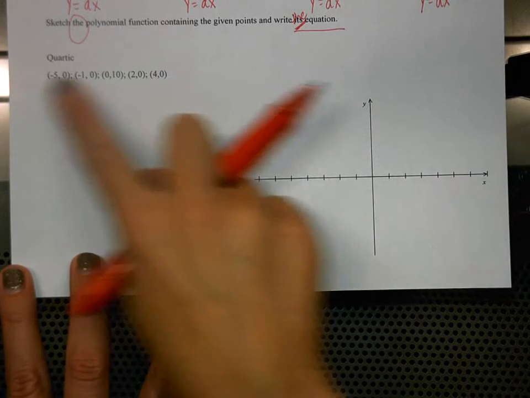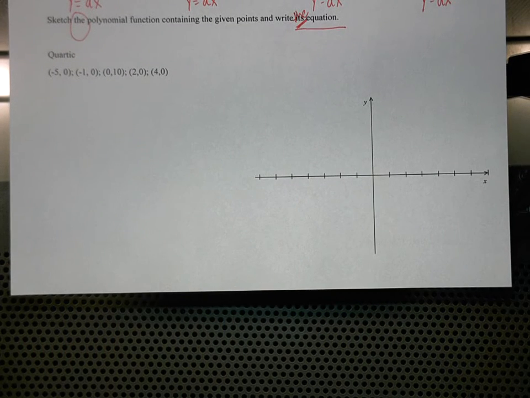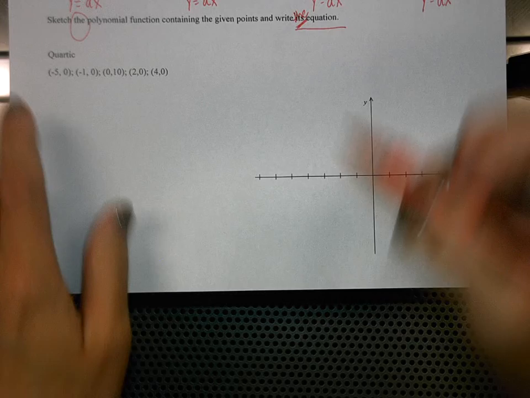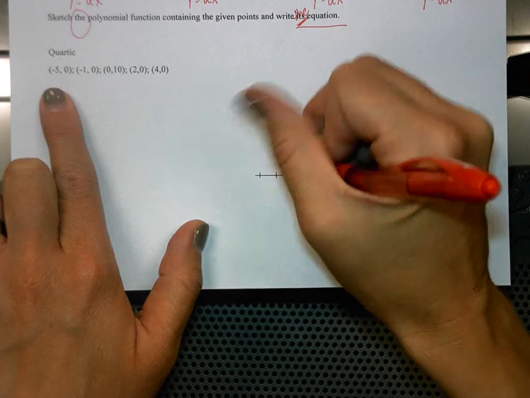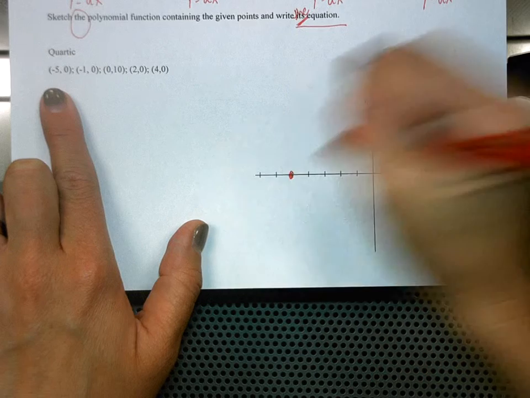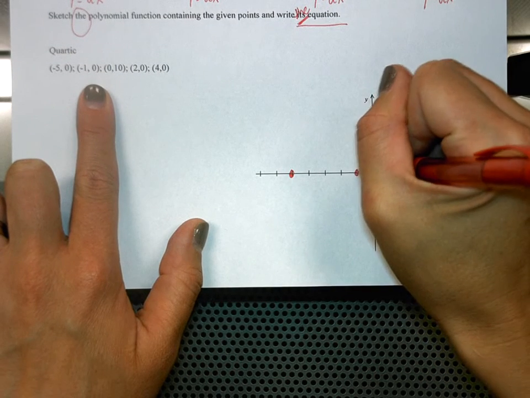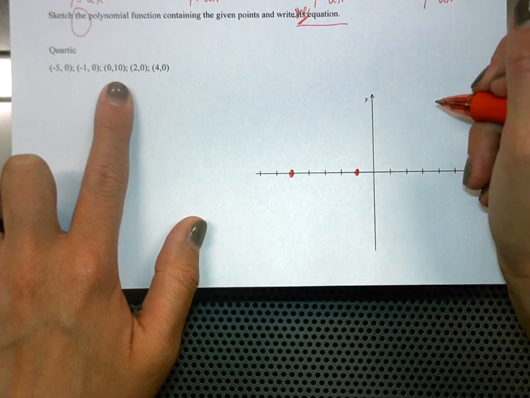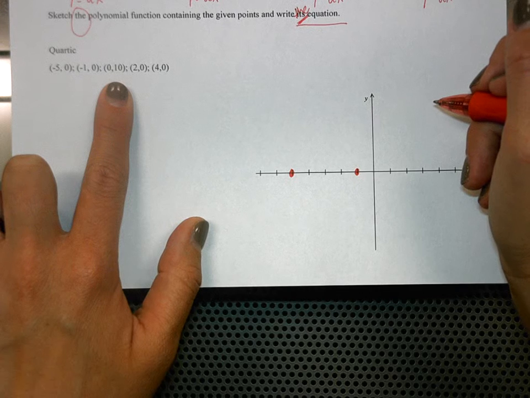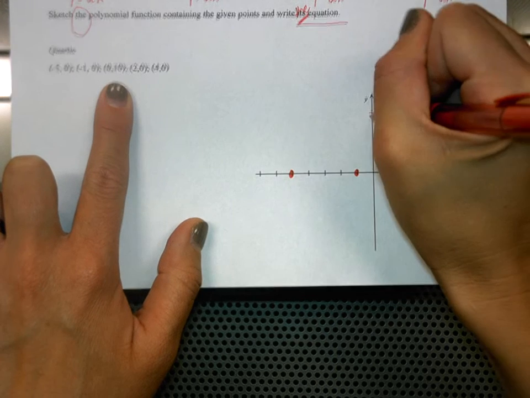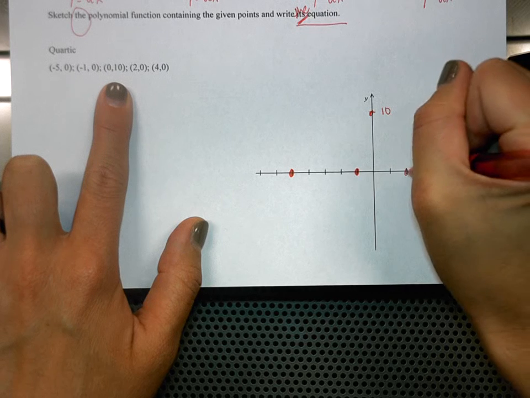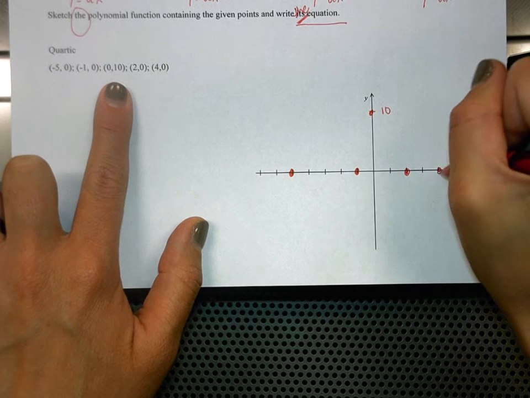And they're nicely written, so they're going from left to right. So starting here at negative 5, 0. We have a point, and then we have negative 1, 0. And then it says 0, 10. That one is going to be on the y-axis. So I'm going to mark a 10, make that point. Then we have 2, 0, and then I have 4, 0.